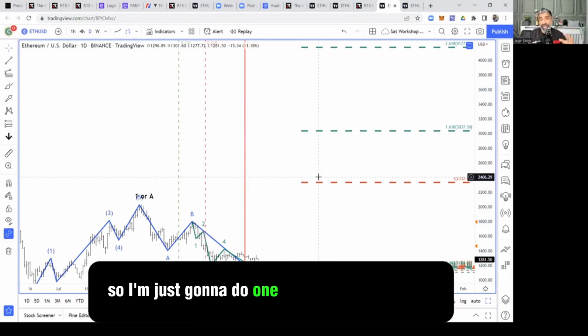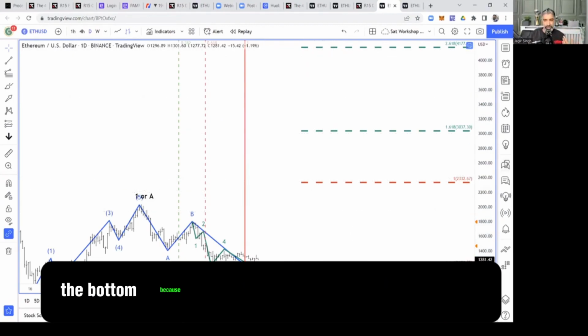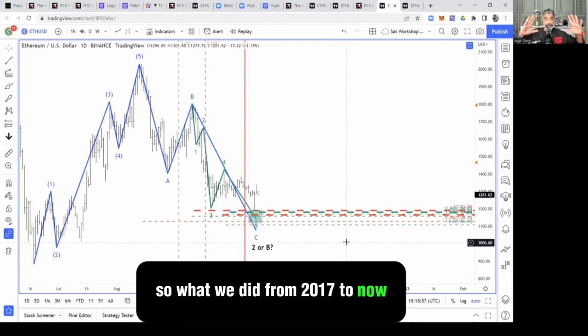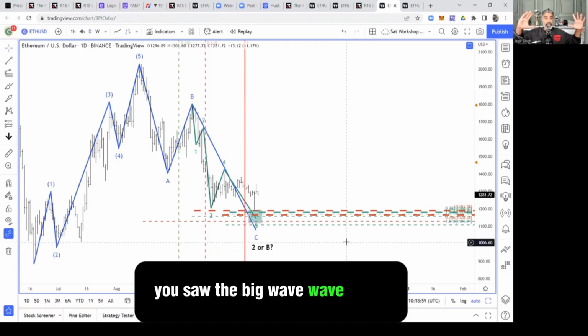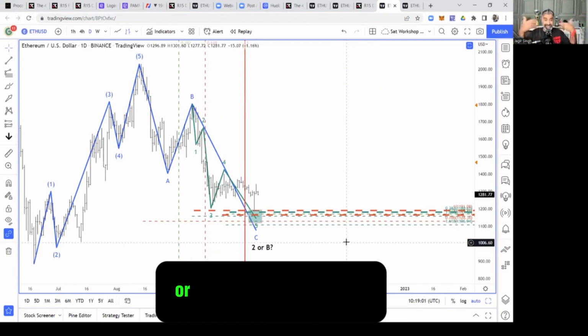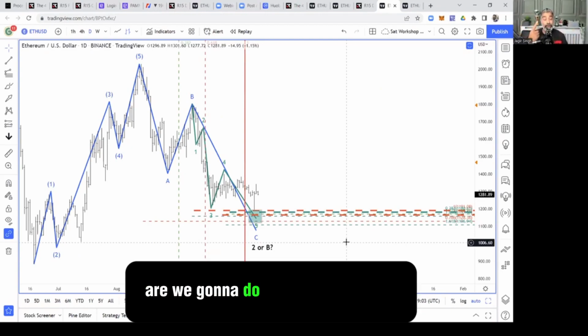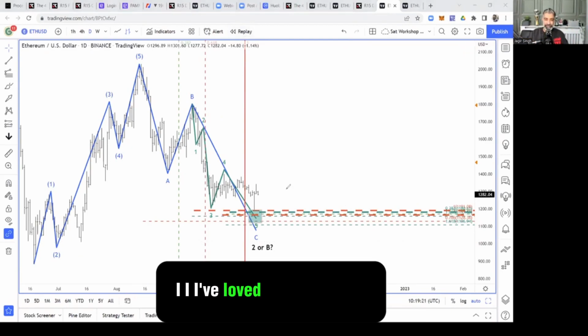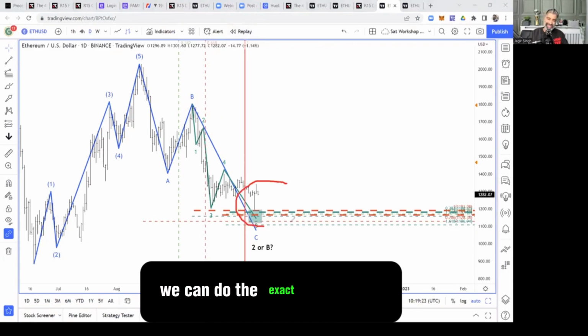So I'm just going to do one more thing to identify the bottom, because we want to make money from the market. So now we have to really go, all right, so what we did from 2017 to now, you saw the big wave count. We then zoomed in and we did the exact same thing, but we're going to do that one more time. But I love this stuff, right? This fascinates me. We can do the exact same thing on this part of the market here.